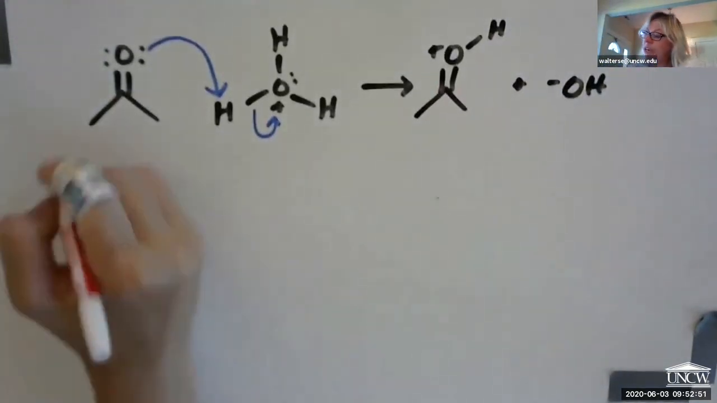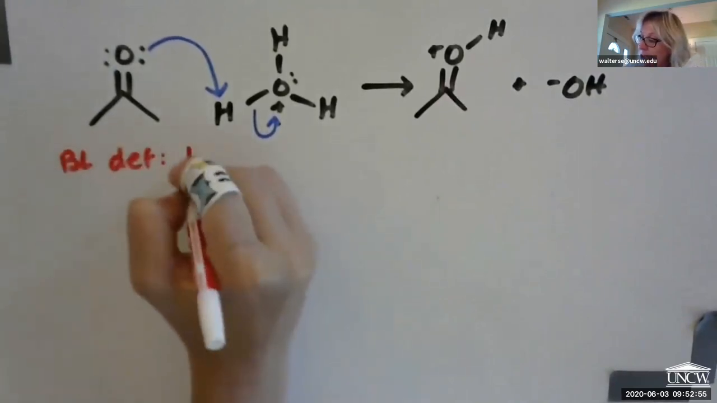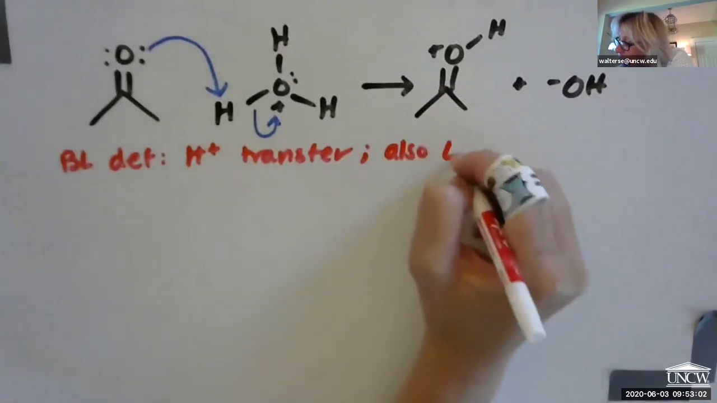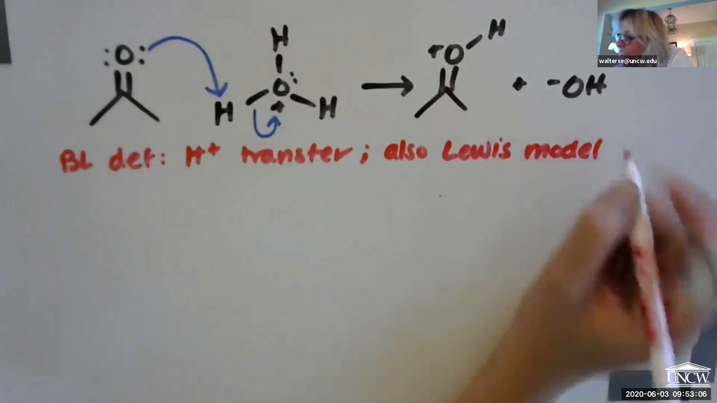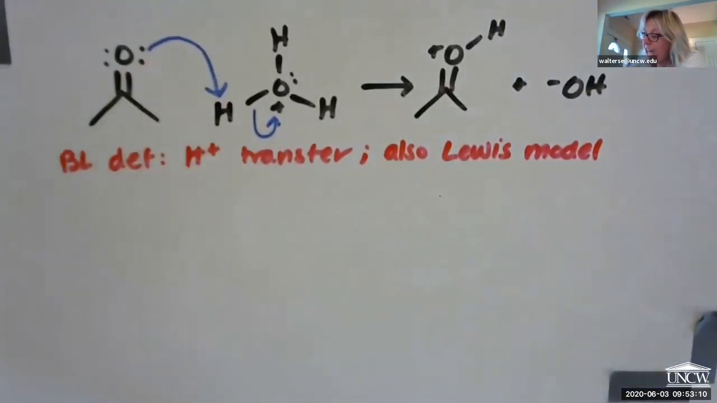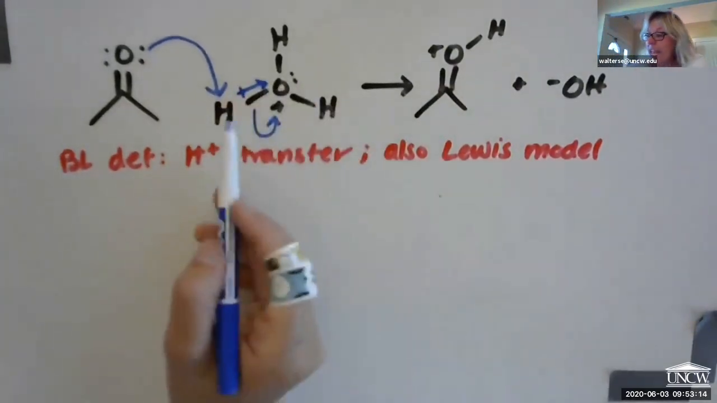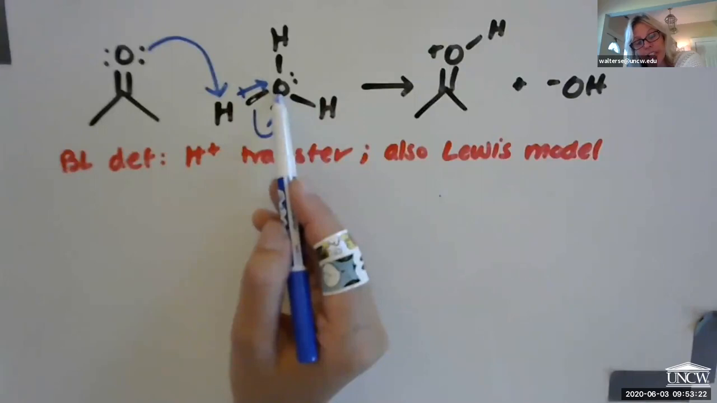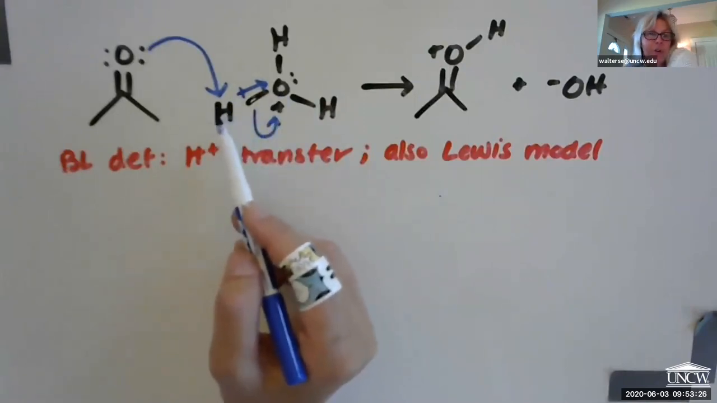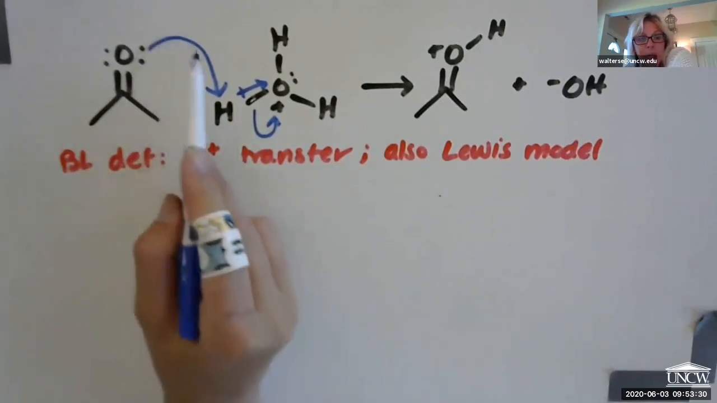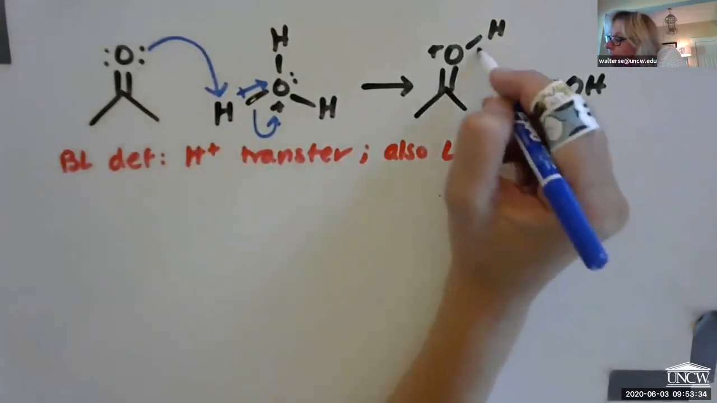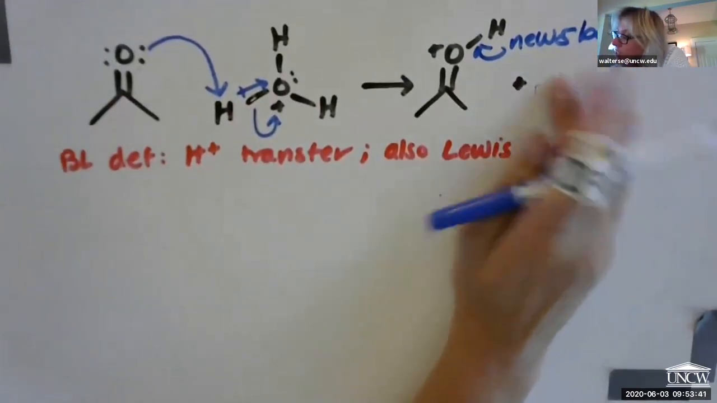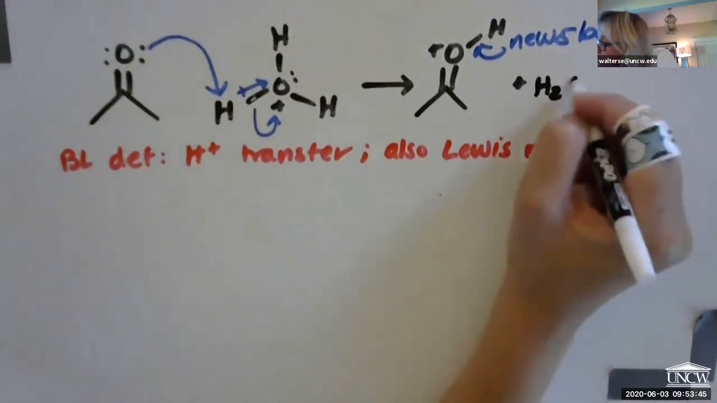Okay. So this is a Bronsted-Lowry model, or Bronsted-Lowry definition, because we have proton transfer. But it's also a Lewis model, because we're using a lone pair of electrons on an atom that has an empty or empty-ish 1s orbital, because the electron density in this bond is being pulled towards the oxygen. So this partially positive hydrogen has a pseudo-empty 1s orbital. So those two electrons go into the empty orbital, making a new sigma bond. So this is the new bond. And then, oops, I did that wrong. This is supposed to be water. There we go.